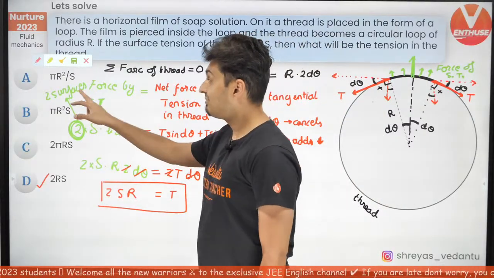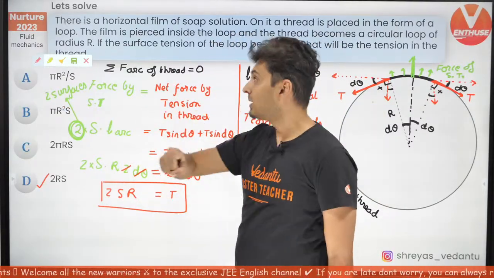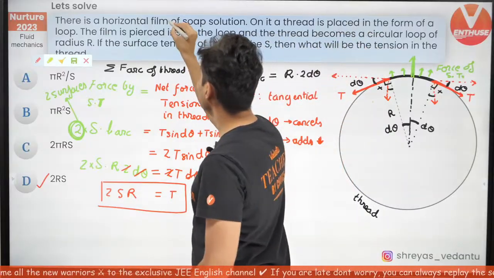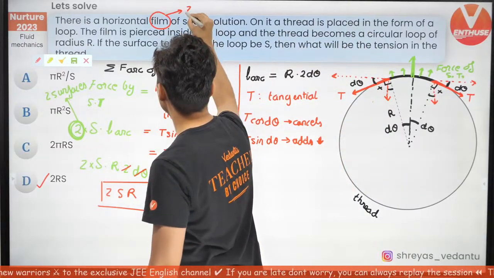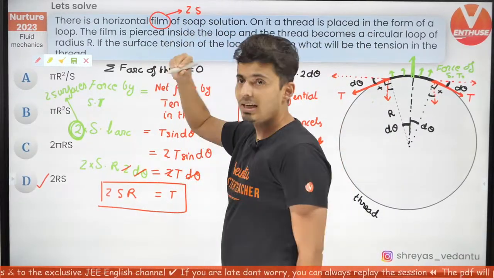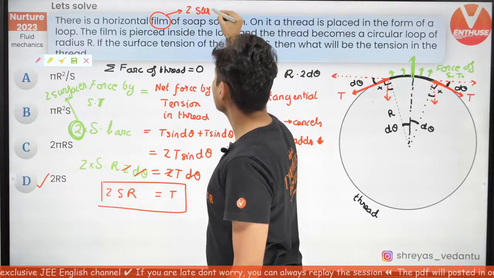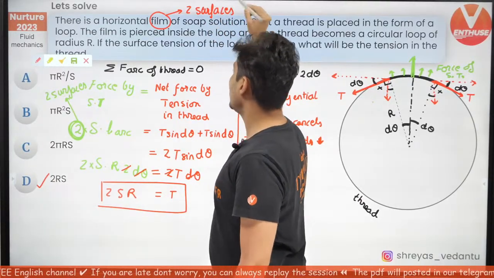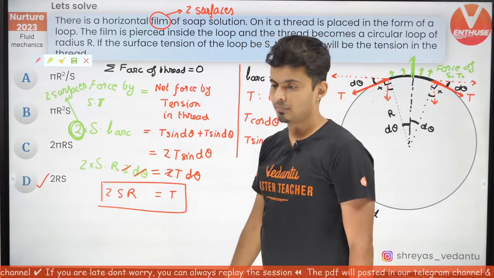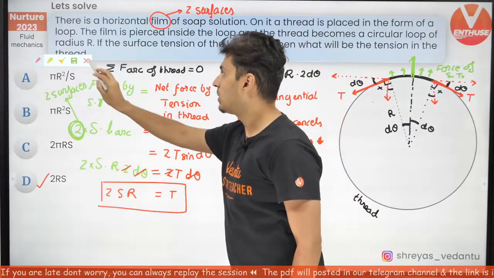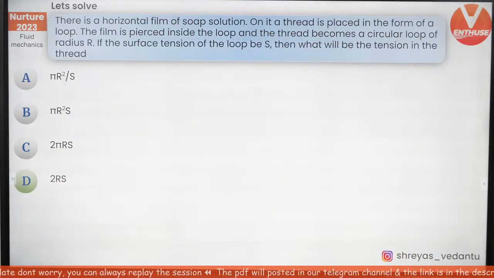And this 2 is very, very important because it's a film. It's mentioned: it's a film. The moment you read the word film, you should immediately visualize that there will be 2 surfaces. So that 2 should automatically click in your head. Got it? So the answer is D.